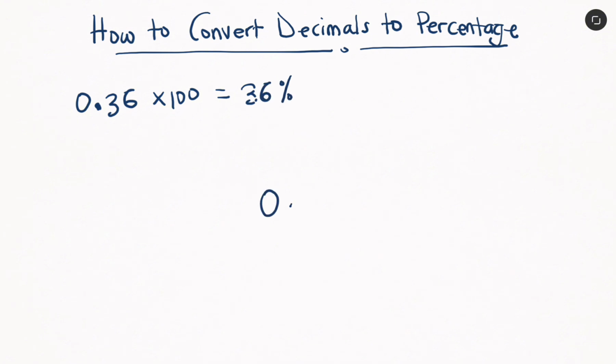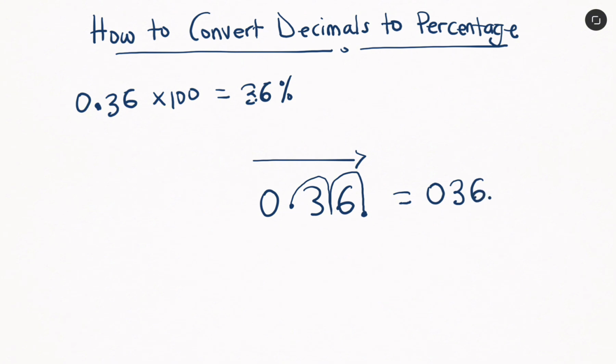Or if you write the 0.36 here like this, and then we move the decimal point twice towards our right, that is from the left to the right, we will also get the same answer. So we move it, this is 1, 2, so the decimal point is now over here. So this is equal to, you have your 0 and then you have your 3 and 6, the decimal point is over here. Okay, so you can leave it like that. So the 0 in front of all of it has no value, so this is basically 36, and then you add your percentage sign to it, and that is equal to 36%.